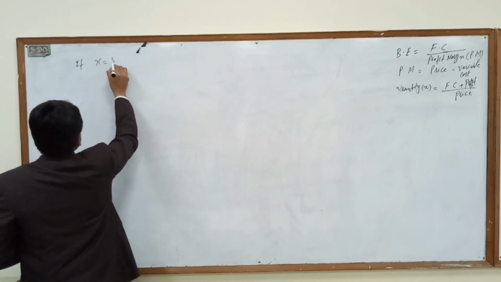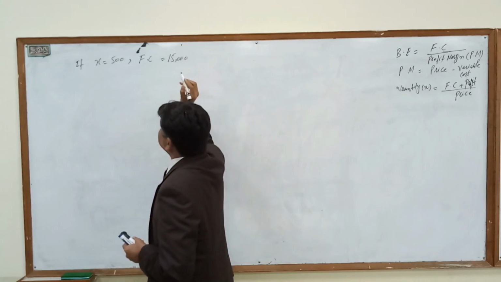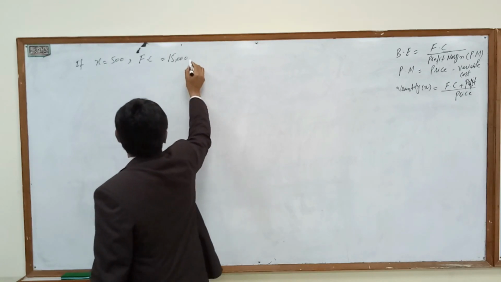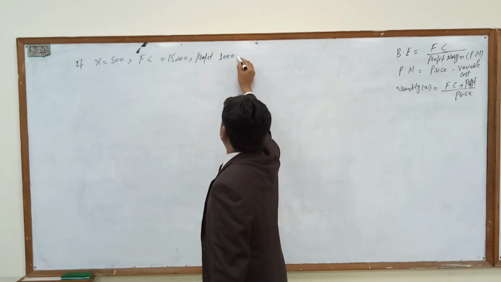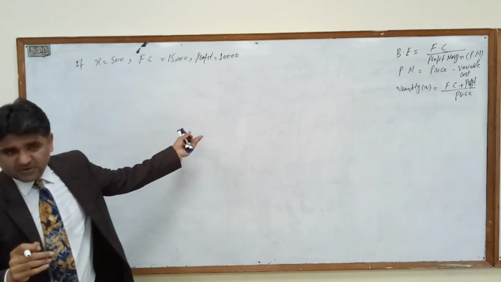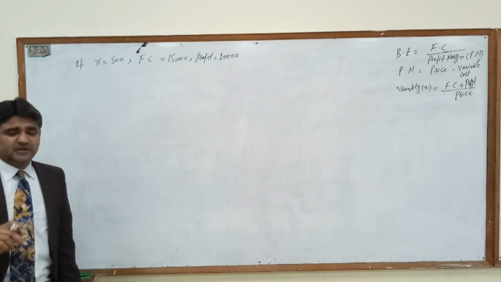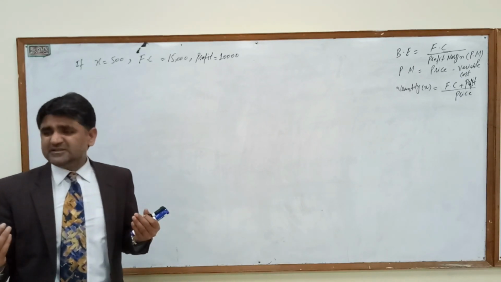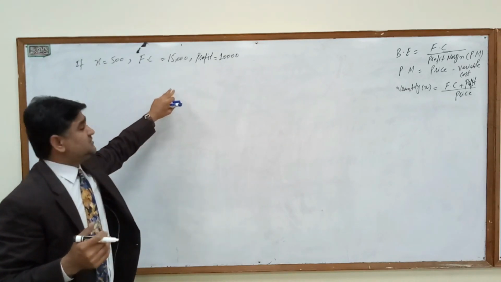If X is 500, fixed cost is 15,000, and profit is 10,000. That is the target profit. What price can be there if they have to achieve 10,000 profit? Look at the sentence. How much should each ticket cost, or what is the price, if the organization wishes to net a profit of 10,000? It means what will be the price of the ticket if they have the target to achieve 10,000 profit.